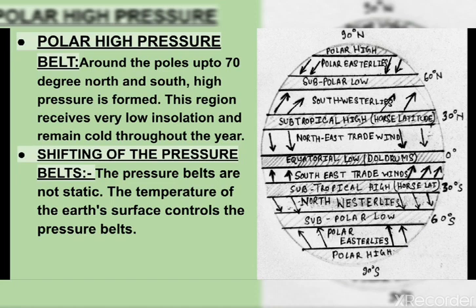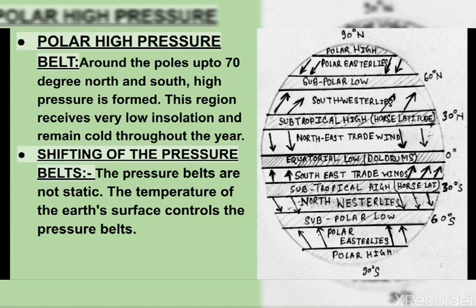As the sun moves north towards the Tropic of Cancer during March to June, and south towards the Tropic of Capricorn during September to December, these pressure belts also shift a little to the north and south along with the apparent movement of the sun. This phenomenon we call the shifting of pressure belts.